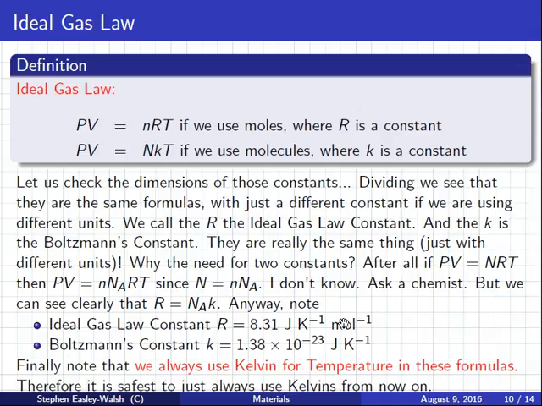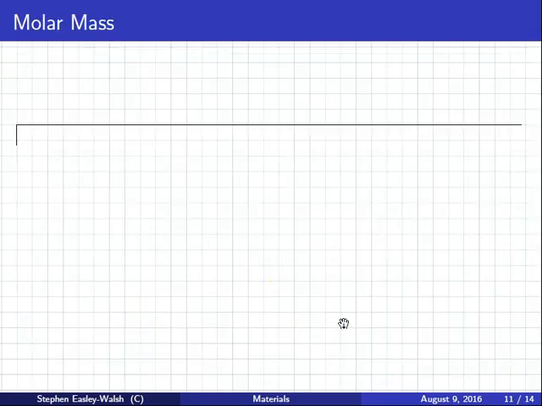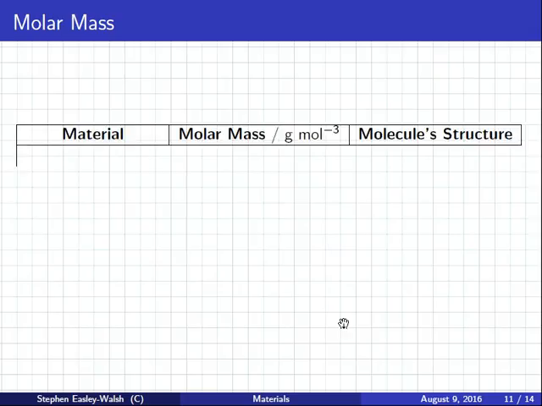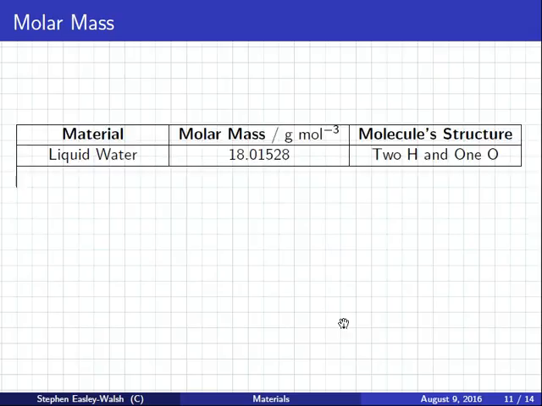So from now on, we will just use Kelvin to be safe. Right, here are some molar mass values that you might find necessary for some calculations. The first one is liquid water. Before you write them down, let me just explain. Liquid water is 18 grams a mole. Why does it say mole cubed? That should be -1, of course, not cubed. I have to fix that.